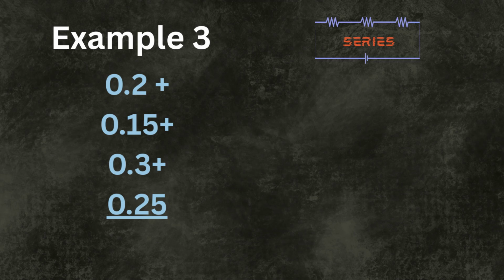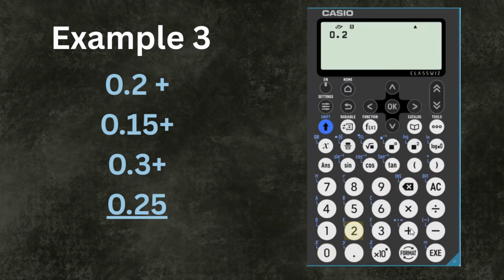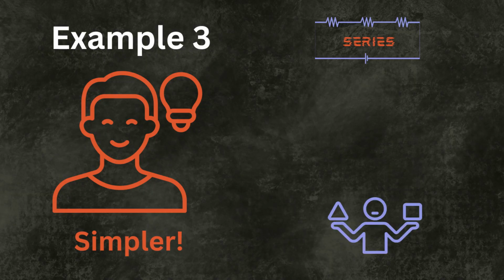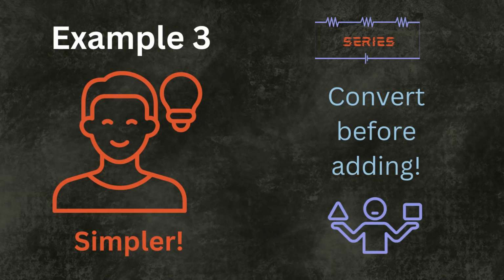Now add the converted values. Total resistance equals 0.2 plus 0.15 plus 0.3 plus 0.25. This equals 0.9 ohms. Therefore, the total resistance is 0.9 ohms, similar to the result in the previous method. While entering the data here is simpler, you need to convert the values before that.